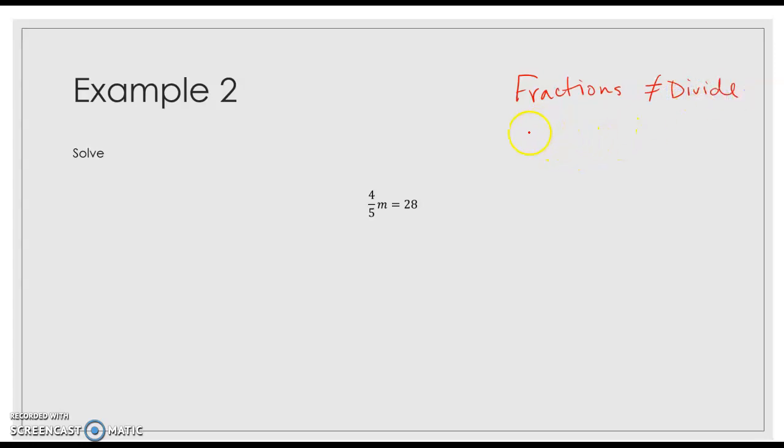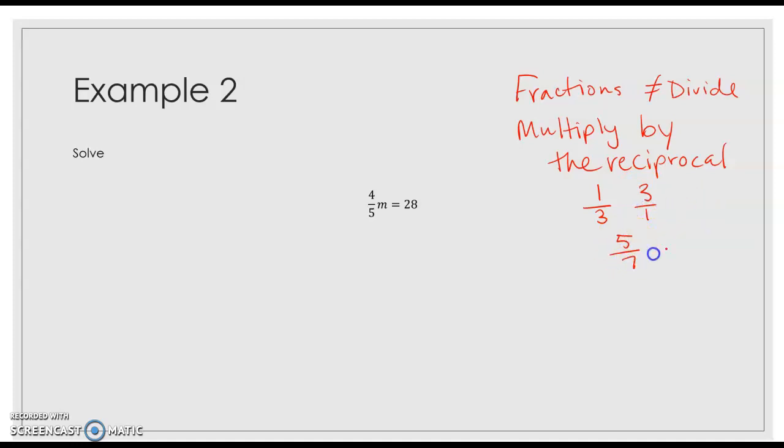When we divide with fractions, we actually multiply by what's called the reciprocal. And if you're like, well, wait a second, what's a reciprocal? Well, it's like if I have 1/3, the reciprocal is 3/1. Or if I have 5/7, the reciprocal is 7/5.